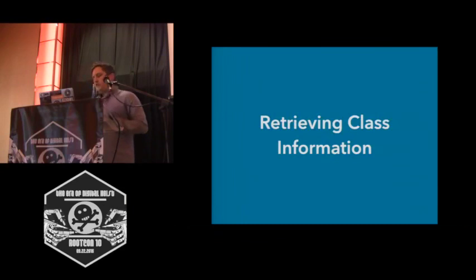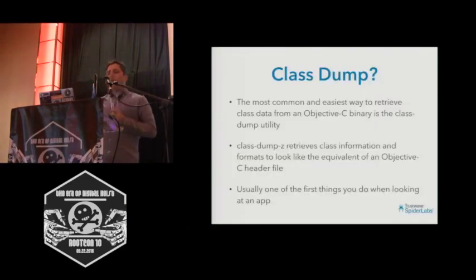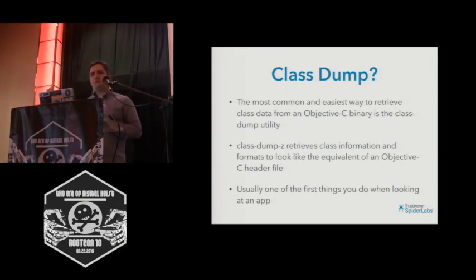So retrieving class information. Class dump is the most common and the easiest way to retrieve class data from an Objective-C binary. You've got class-dump-z for iOS to retrieve class information, and it formats the output to look like the equivalent of an Objective-C header file. It's usually one of the first things you do when you look at an app, just to get an idea of what's in the app, how it's working, and what it's storing and processing.